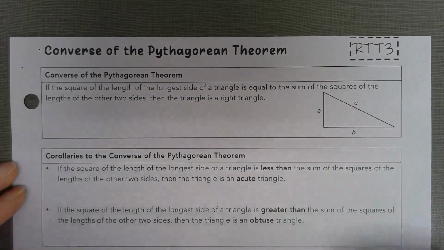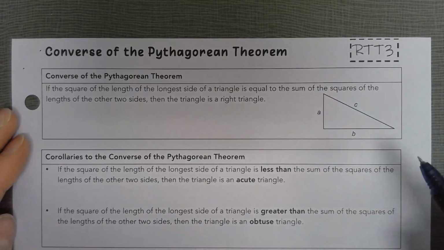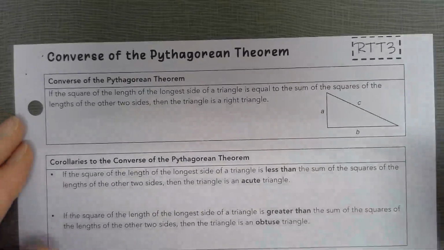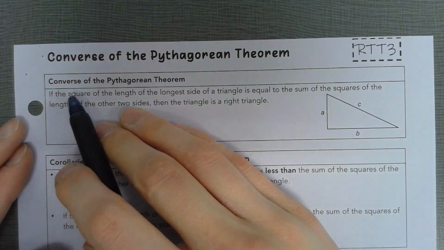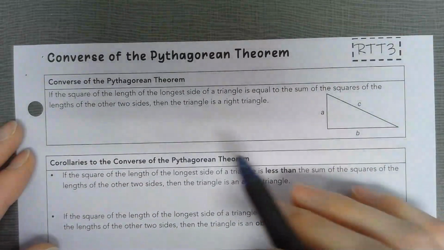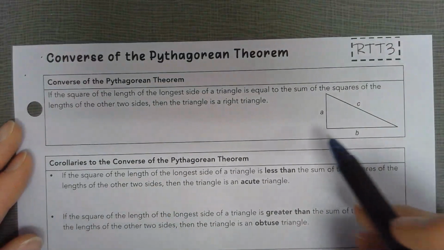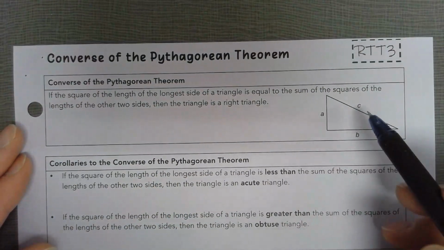Back to geometry, to another section on right triangle trigonometry. In this section we are looking at the converse of the Pythagorean theorem. The converse of a logical statement just switches the if part and the then part. So while the Pythagorean theorem said if a figure is a right triangle, then it has the relationship a squared plus b squared equals c squared.